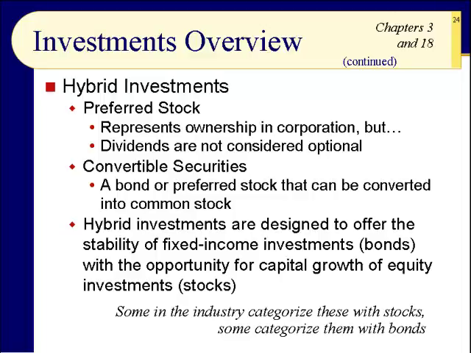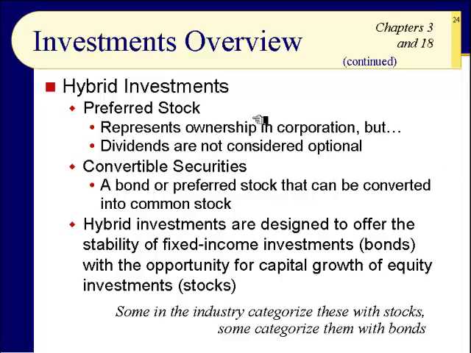Hybrid investments were designed to offer the stability of fixed income investments, bonds, with the opportunity for capital growth of equity investment stocks. They were supposed to have the best of both worlds. Well, folks, nothing's perfect. If you want the best of both worlds, you want the advantages of each. What's going to happen? Right, you're going to get the disadvantages of each. So these things can be profitable for individual investors, but my advice and what I've seen, the experience, is most people just don't bother with these things.